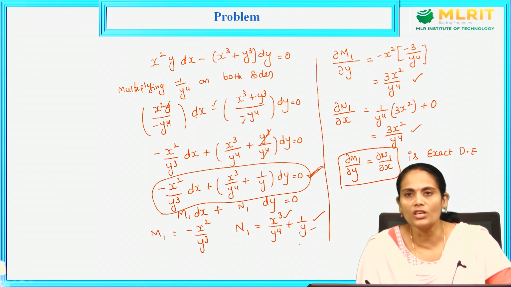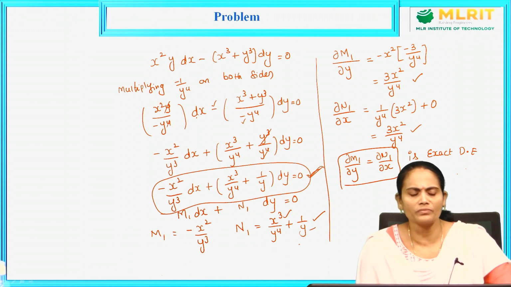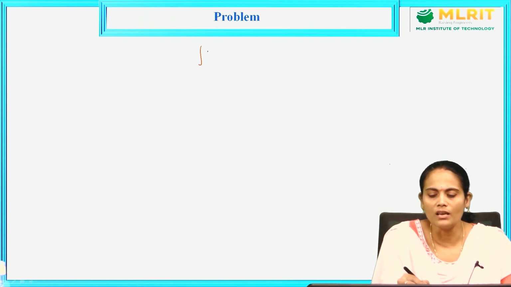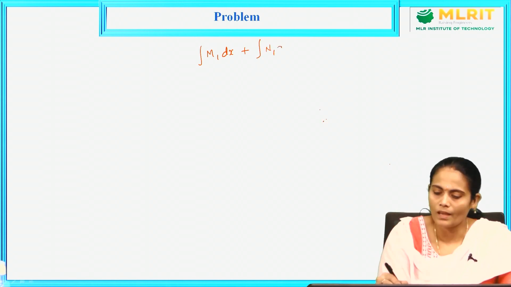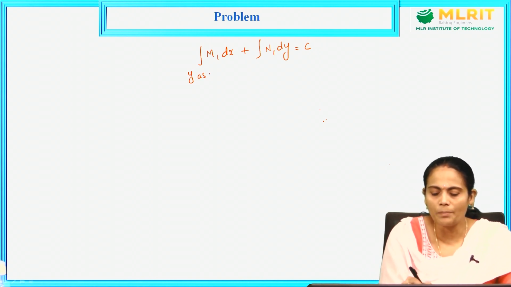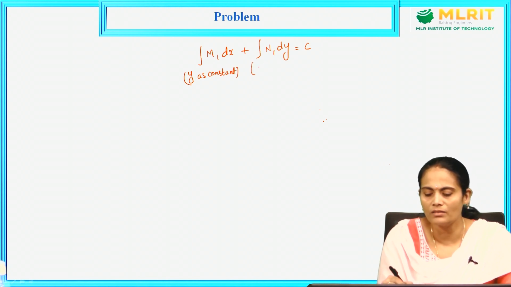For this differential equation, we are going to find a general solution using the concept of exactness. How can we find the general solution for an exact differential equation? Integral M1 dx plus integral N1 dy is equal to c. Integrate M1 keeping y as a constant. For N1, you have to take the terms free from x.